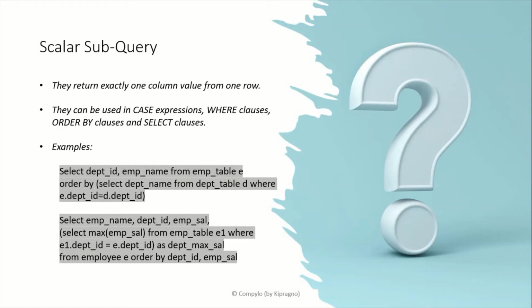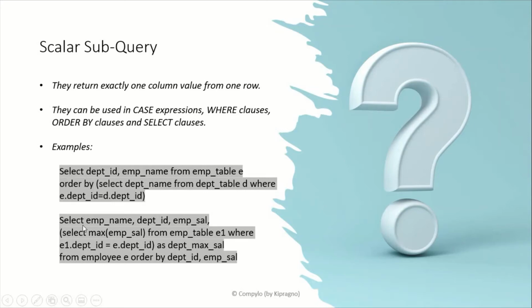Next question is, what is scalar subquery? Scalar subqueries return exactly one column value from one row. They can be used in case expressions, where clauses, order by clauses, and select clauses. If we talk about examples, the first example is select department ID, employee name from employee table E, order by. Here, if you notice, we are using scalar subquery in order by clause.